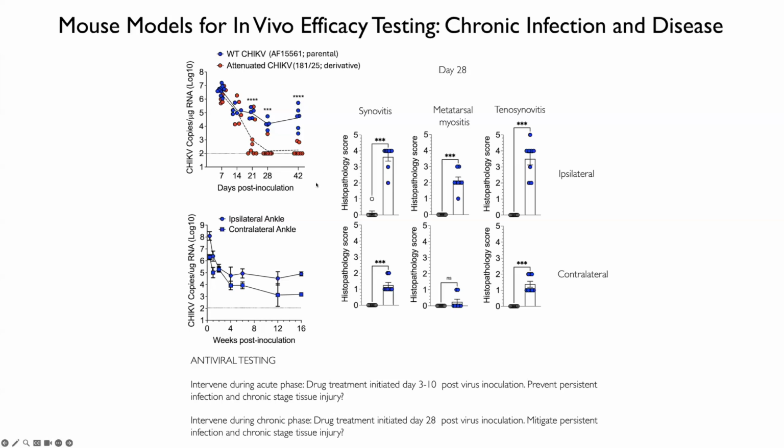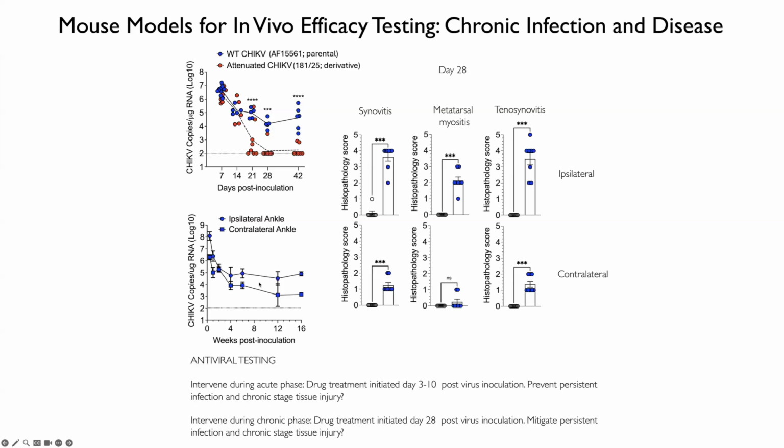So what we have found, and this has been reported by others, is that there's long-term persistence of viral RNA in joint-associated tissues of wild-type mice. So that's shown here. That occurs in both tissues that are proximal and distal to the site of inoculation. And this long-term persistence can really be detected for weeks and months after initial inoculation.